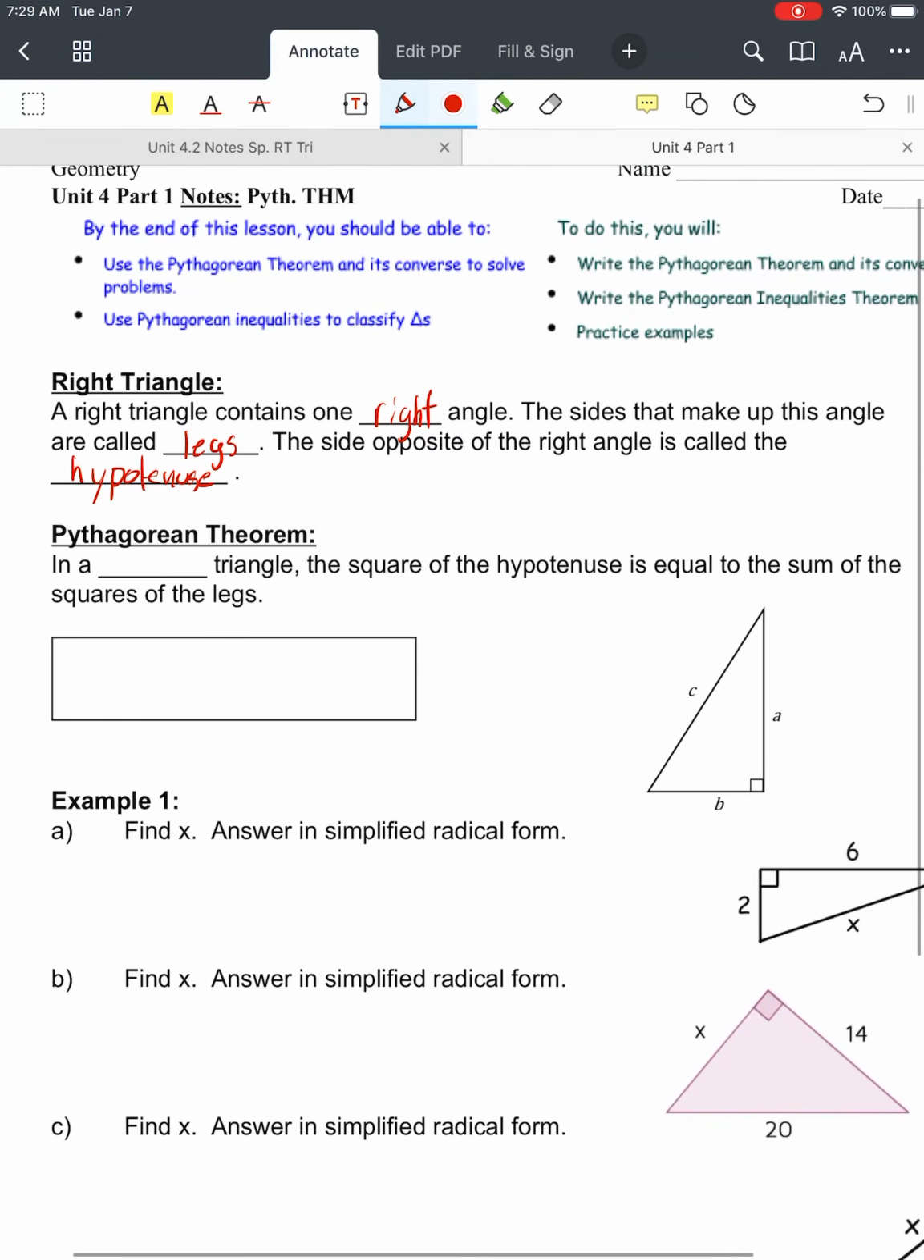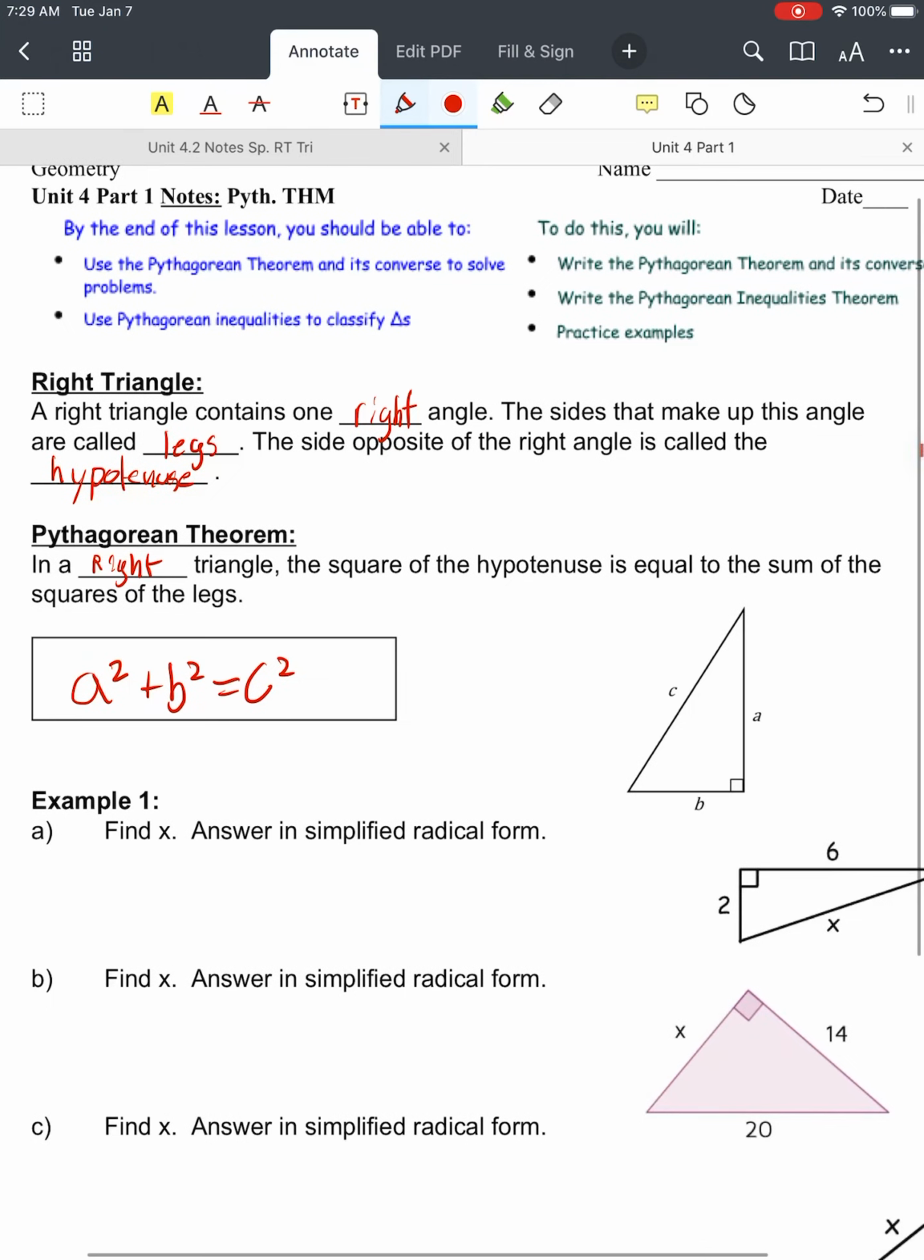The Pythagorean theorem only works in right triangles. In a right triangle, the square of the hypotenuse is equal to the sum of the squares of the legs, also known as a squared plus b squared equals c squared. Our c is always the hypotenuse, and a and b are our legs. It doesn't matter which one is which, because when we plug this into our formula, we have addition, and order doesn't matter.